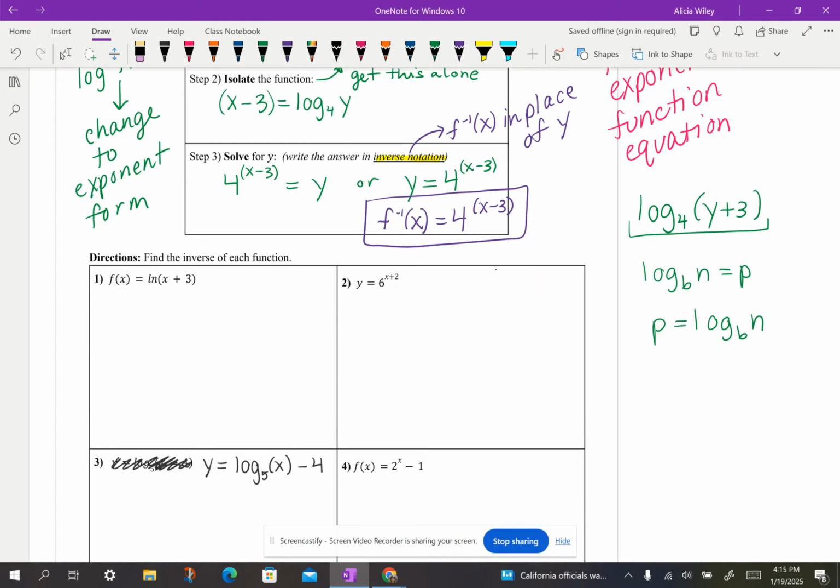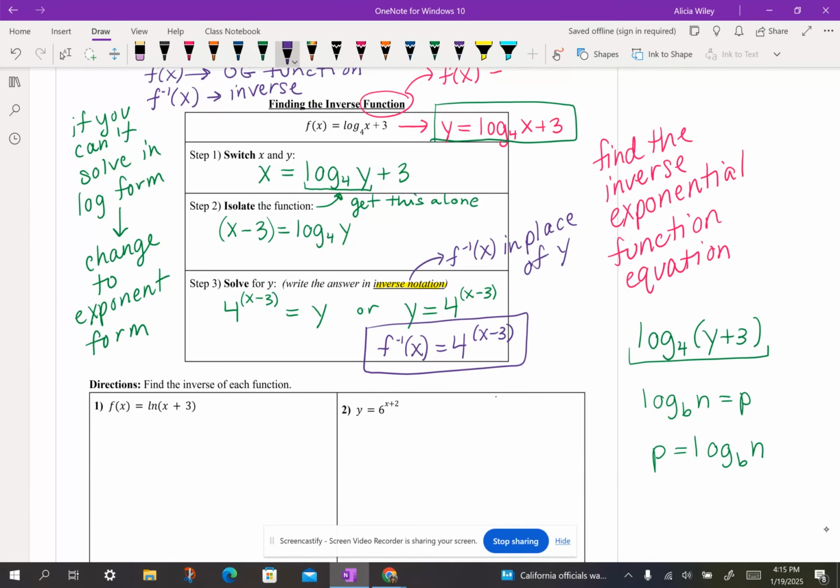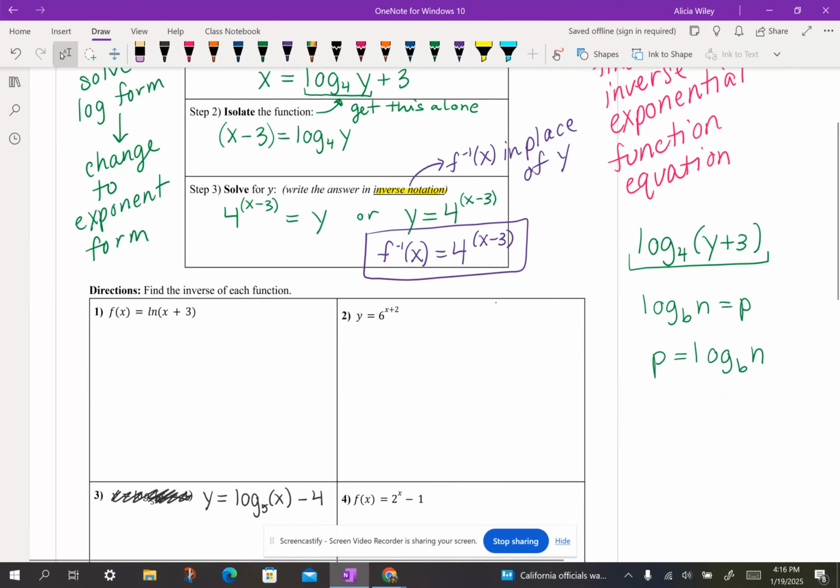So for this problem here, you're still going to follow these same steps though. You're going to switch x and y, isolate the function if you have to, and then you're going to solve for y. So on number 2, first switch x and y. So it'll be x equals 6 to the y plus 2.